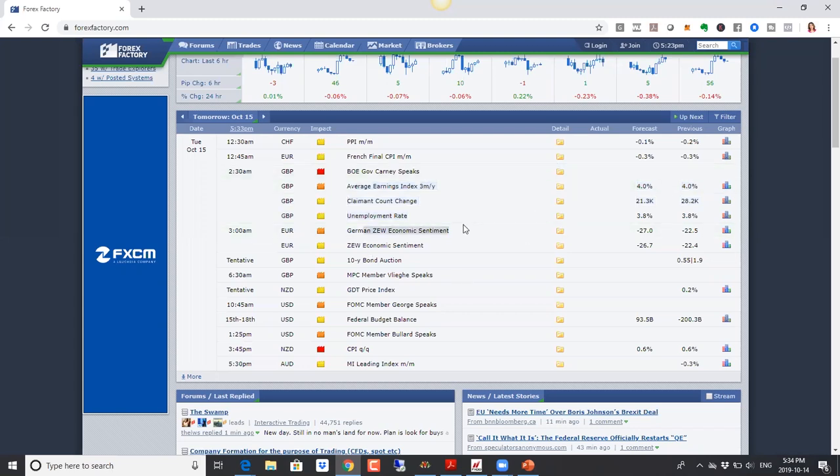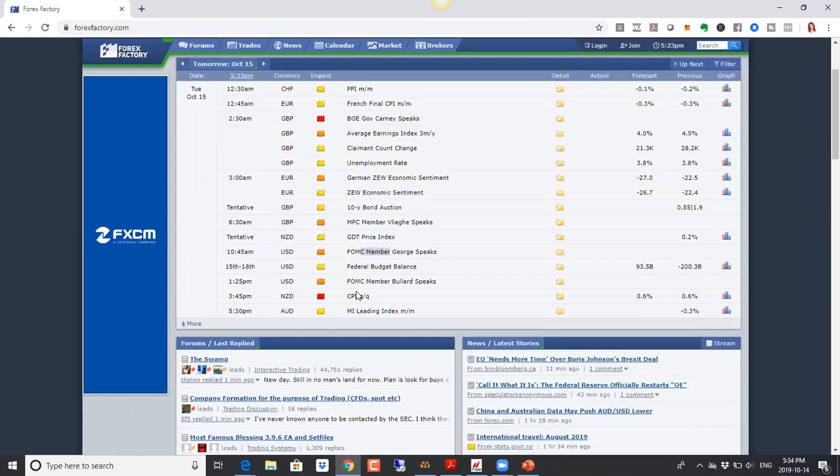We also have ZEW economic sentiment number for the euro, which is likely to have an impact on euro. Again, if it comes below expectations here, that will be negative for the euro and vice versa. We have MPC members speaking, FOMC members speaking. Any comments here that are negative, dovish comments calling for monetary policy easing or any of those kind of comments are likely to have negative impact on the US dollar.